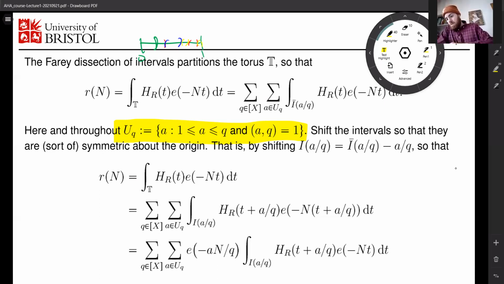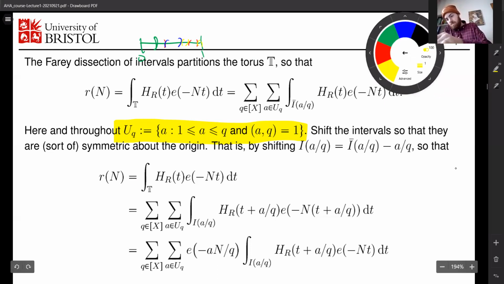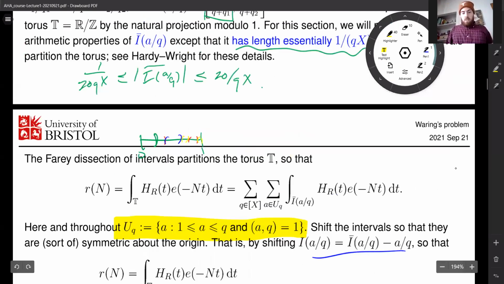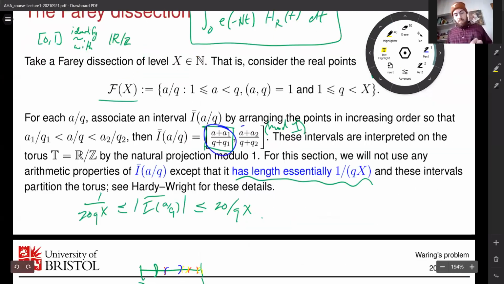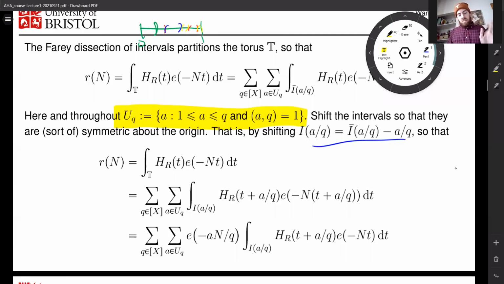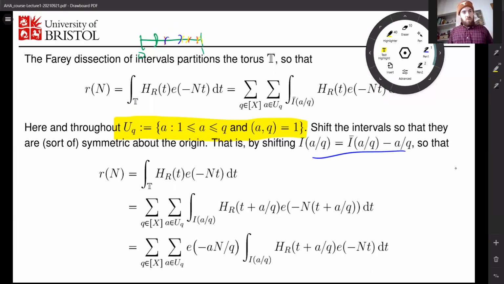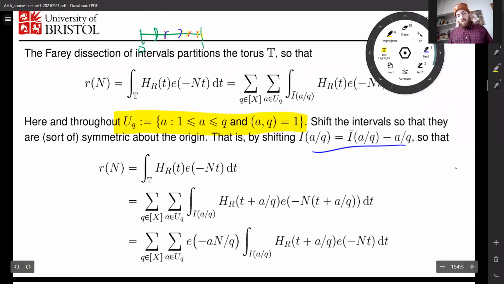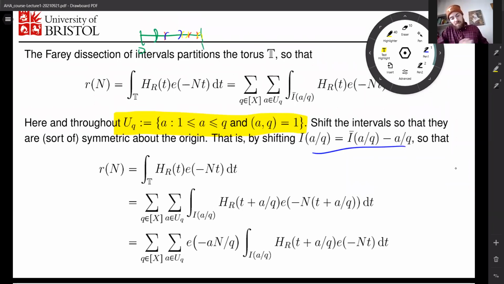From here, we're actually going to translate those intervals I over q so that they're roughly symmetric around the origin. You can see these endpoints are slightly different from A1 and A2 and Q1 and Q2, but that's not really mattering for us because of the 1 over QX for the length. Once we do that, of course, that means by changes of variables, we get something of the following shape.